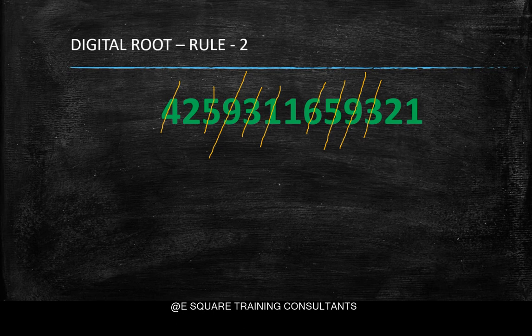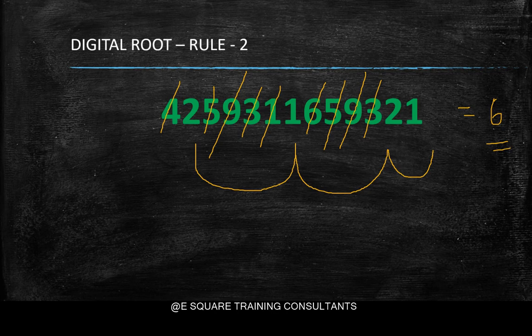Then the remaining numbers are 2 plus 1 plus 2 plus 1. 2 plus 1 is 3, 3 plus 2 is 5, 5 plus 1 is 6. So I say that the digital root of this big number is 6. I repeat, the digital root of this big number is 6.